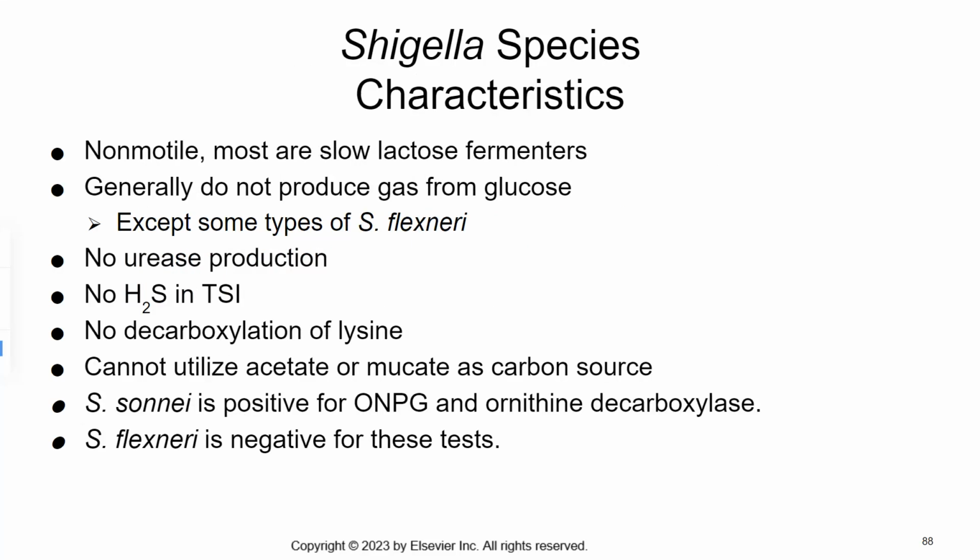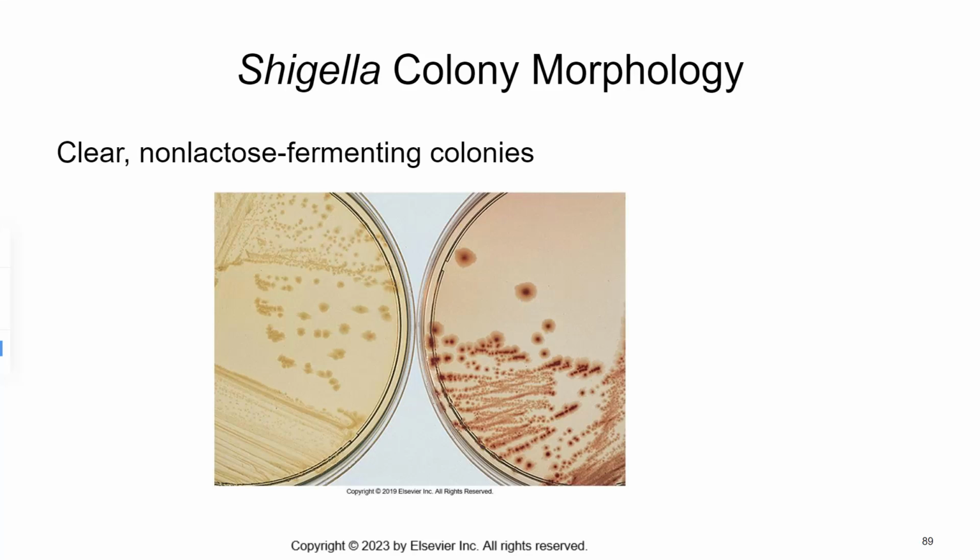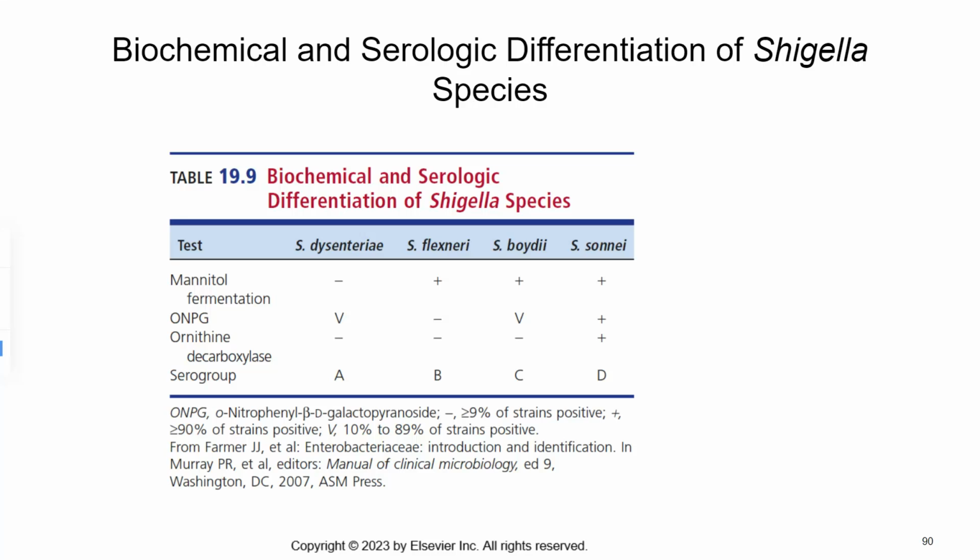Shigella, non-motile. Most are slow lactose fermenters and generally do not produce gas from glucose. No urease production, no H2S in TSI, no decarboxylation of lysine, and they cannot utilize acetate or mucate as a carbon source. S. sonnei is positive for ONPG and ornithine decarboxylase. S. flexneri is negative for these. This is the colony morphology and distinguishing features to differentiate Shigella species.